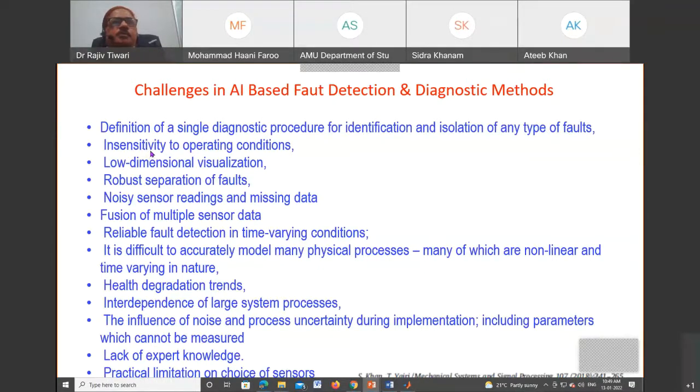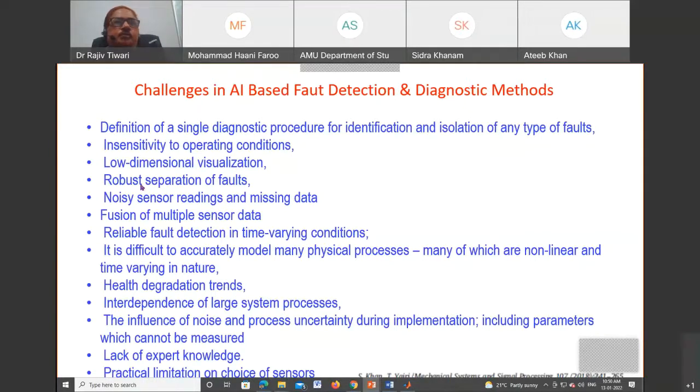Another challenge is if the operating parameters are changing. Whatever parameter or data we have, if we don't have the parameter corresponding to a new operating condition, then it's very difficult to pinpoint the fault. So we need to develop some method by which, even if operating conditions are changing, our method should be insensitive to the operating condition. Then data is enormous in industry. So how to reduce the size of the data, that is another challenge.